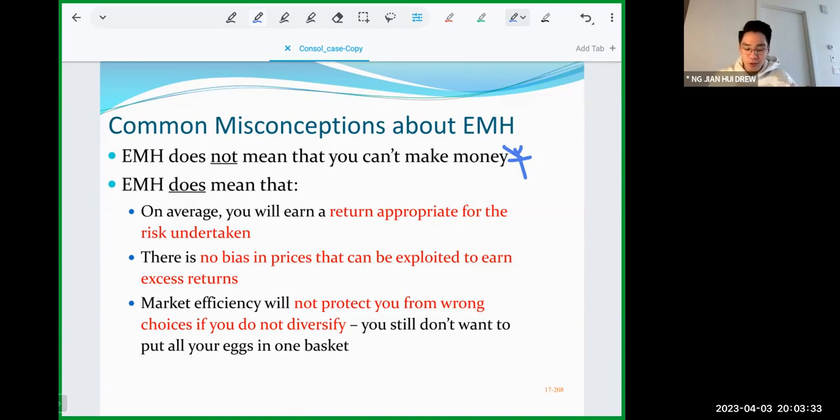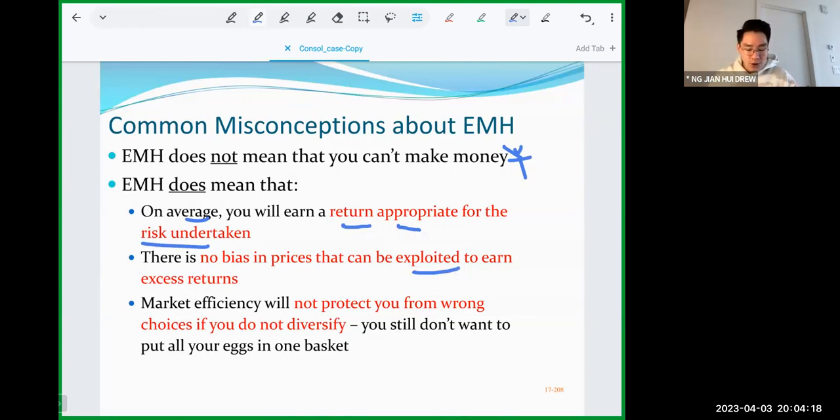So what's important to know is that the efficient market hypothesis does not mean that you cannot earn money. You can earn money, but the amount of returns you earn is only the market returns. So you can only earn market returns. You cannot earn excess or abnormal return. It also means that on average, you will earn a return that is proportionate to the risk taken. And you cannot exploit any changes in price to get excess returns.